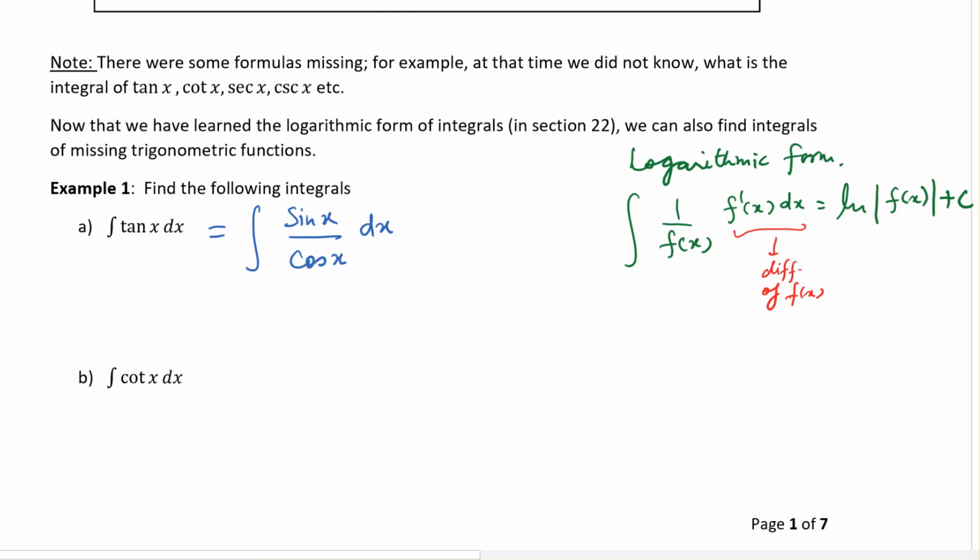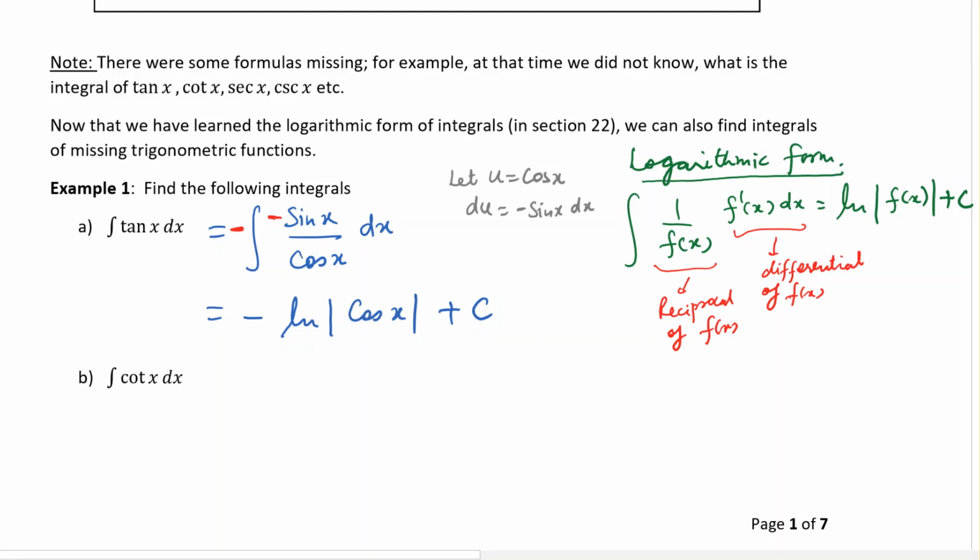In this case, our function is cosine x. And if we want to find the differential of cosine x, that would be negative sine x dx. We don't have a negative here, but we can make the negative. So we add a negative, and in order to keep it positive, we have to have another negative. Negative times negative is positive. Thus, we have this form 1 over f(x) and the differential of f(x). So it means our integral should be negative ln of the absolute value of cosine x plus c.